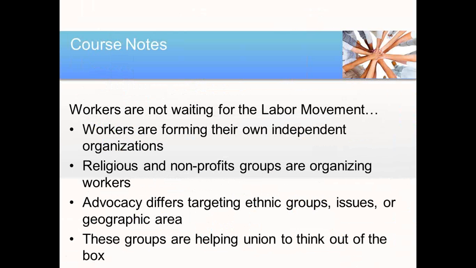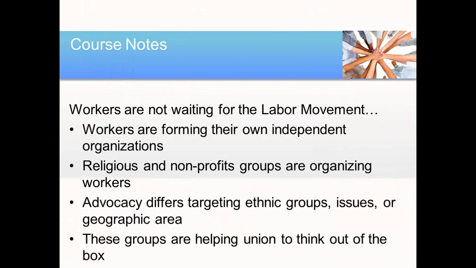I should know this, the split-off organization from the AFL, but you know, the two national organizations, and Change to Win, and you know, they're not waiting. In many cases, they're religious and nonprofit groups that are organizing workers as well, and this is particularly true where there are not a lot of unions, but there is interest from the local community and advocating on behalf of workers.